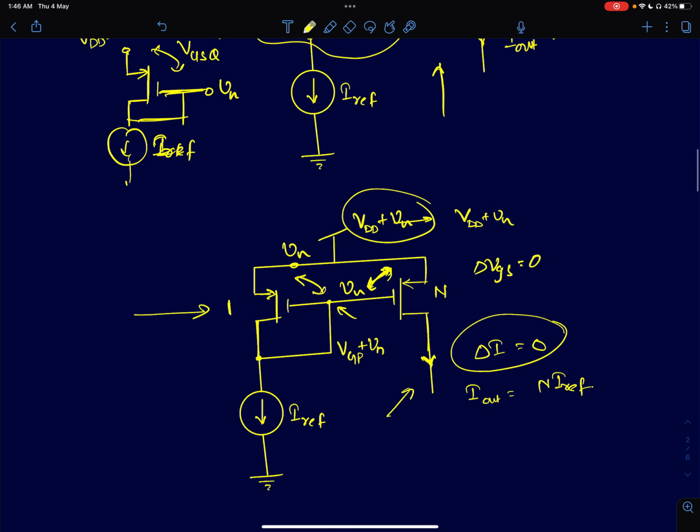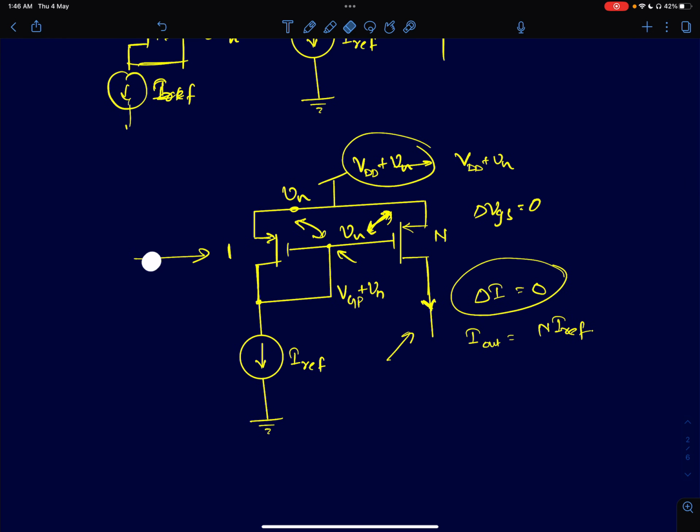Okay, and you can also see that from a small signal point of view. If you recall, a diode connected MOSFET can be represented as a resistor. It's a two-terminal device, right? So between source and drain and gate, drain and gate are shorted. So it's a two-terminal device. This becomes, let's call it, 1 by GM1, and this is small signal wise.